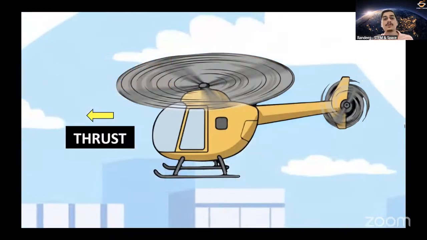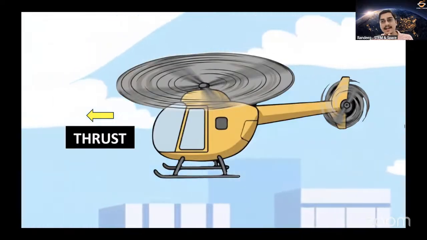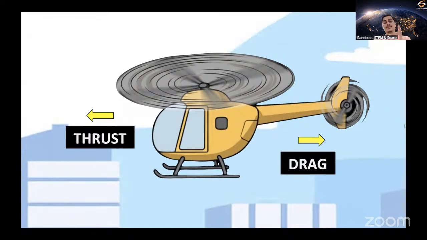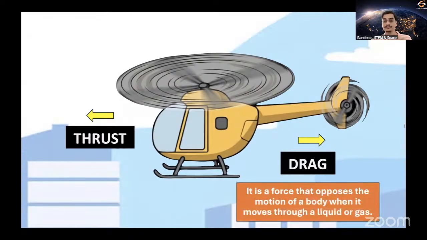And as the helicopter keeps moving forward, there is another force that keeps acting on it constantly in the direction opposite to that of the thrust. And that is the drag. So drag is the force that acts opposite to the thrust, and it opposes the motion of the body when it moves through a liquid or gas.